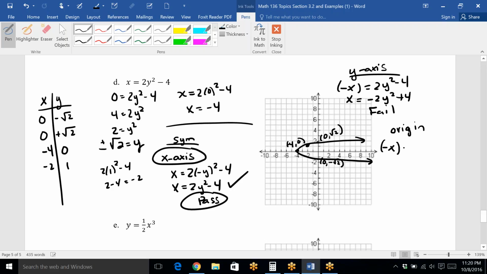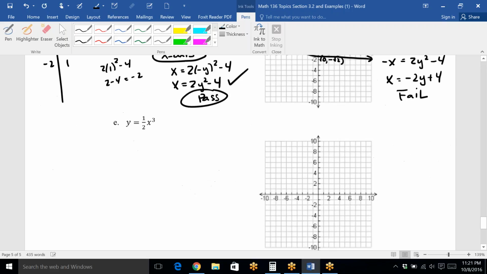And for origin, we try to put both negative x and y both in. So negative x equals 2 times negative y squared minus 4. I'm going to square this first. That turns it back into a positive y. This is still negative x, and then I would have to change it by dividing by negative 1. So again, once you get the left side to match, if the right side does not also match, it is a fail. So it does not have that symmetry. And that makes sense. The only symmetry I see here is the x-axis.